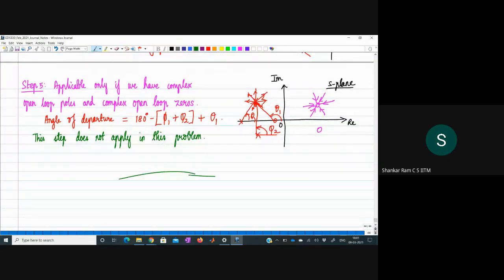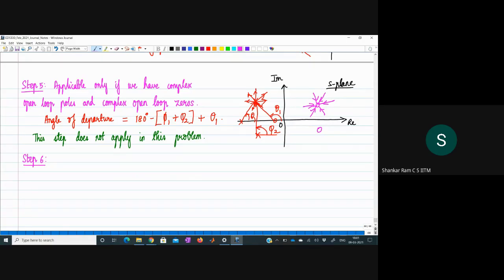However, I just wanted to discuss this step so that in case we had complex conjugate open loop poles and open loop zeros, we should do this step. So that's something which we need to keep in mind. All right. Now, moving ahead to step 6.